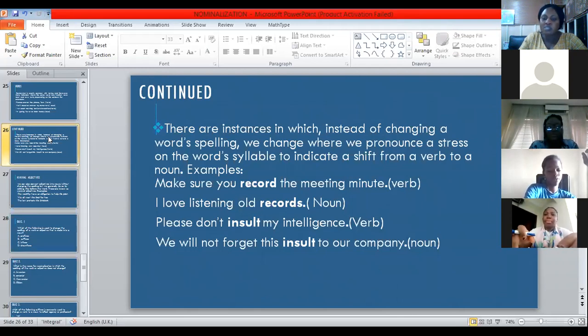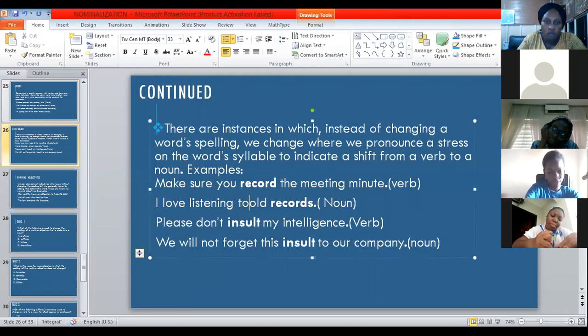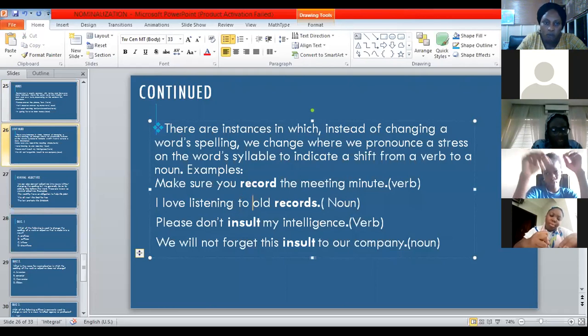Make sure you record the meeting's minutes. Now, in this case, the word record is used as a verb. Now, listen to the way it's used in the second one. I love listening to old records. The stress is placed on the first syllable when it is used as a noun, but as a verb, it is placed on the second syllable.